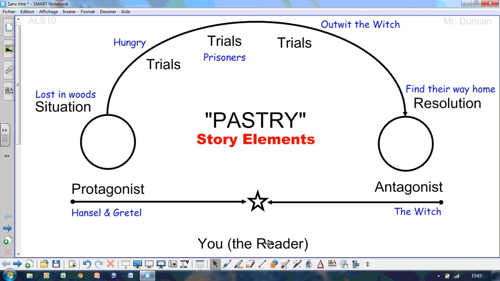Now, you, or the reader, is an important element in this story, because all of those different things might mean something different to a different reader. If I sit down and read the story of Hansel and Gretel, I might look at it and think, wow, those are terrible parents, because I happen to be a parent, and some part of me believes that I'm qualified to judge whether or not they are terrible parents.